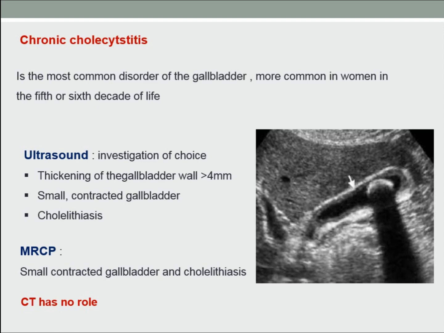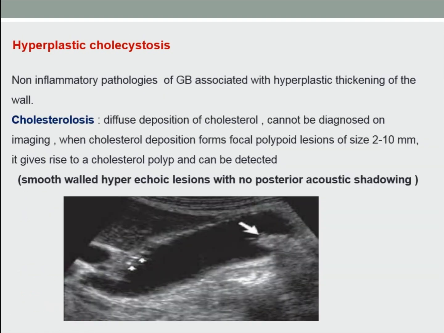In MRCP, again you will see a contracted gallbladder with cholelithiasis. MRCP is mostly done for exclusion of common bile duct stones coexisting with chronic cholecystitis. CT has no role in diagnosis of chronic cholecystitis.